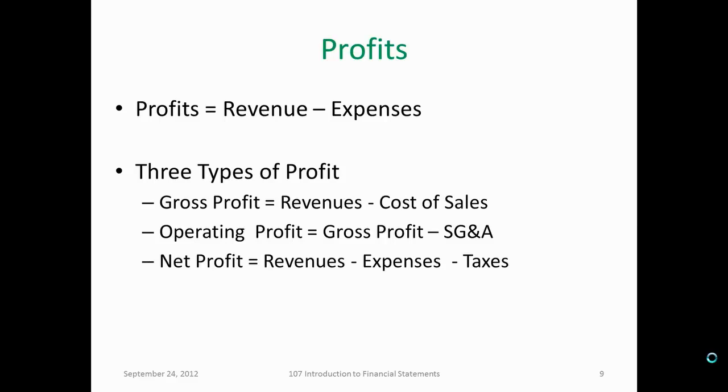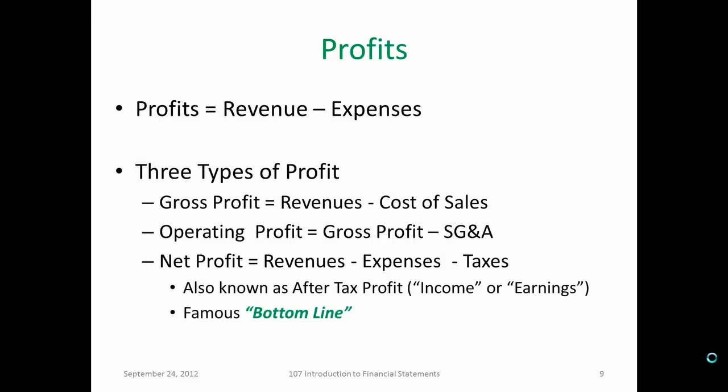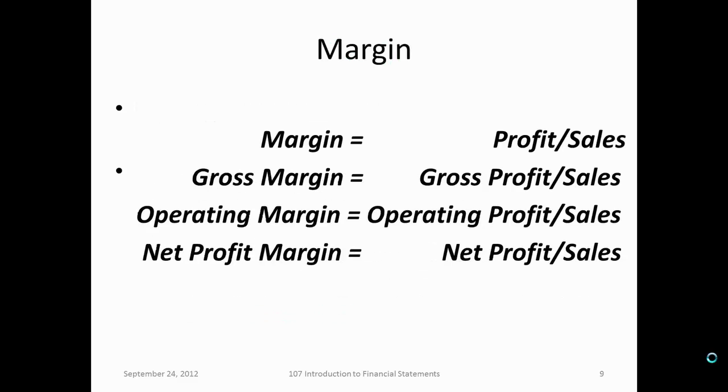Net profit generally represents the company's profits after all expenses, including financial expenses, have been paid. This number is generally the figure people refer to when they use the word income or earnings. It can also be referred to as after-tax profit, and because of where it appears, it is the famous bottom line. Any profit line can be divided by sales and it will give you a margin, such as gross profit margin, operating profit margin, or net profit margin.